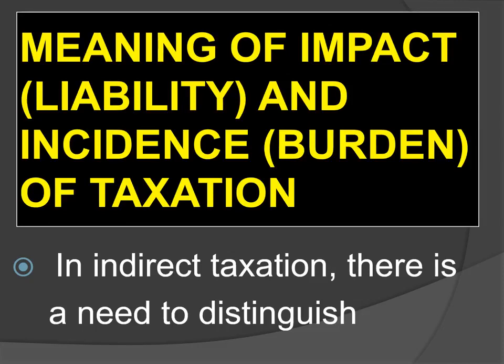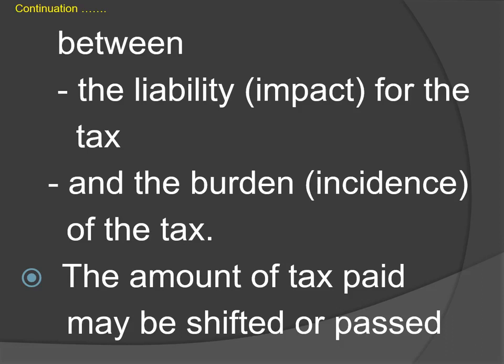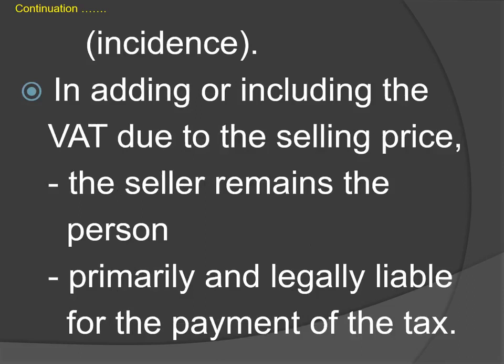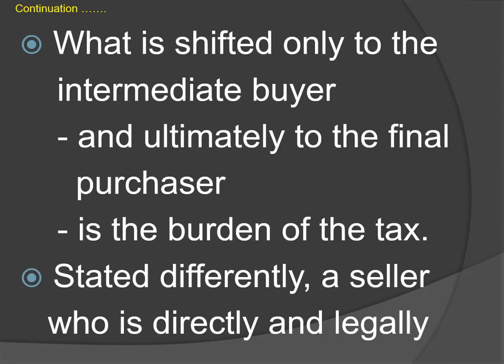In indirect taxation, there is a need to distinguish between the liability for the tax and the burden or incidence of the tax. The amount of tax paid may be shifted or passed on by the seller to the buyer. What is transferred in such instances is not the liability or impact of the tax, but the tax burden or incidence. In adding or including the tax to the selling price, the seller remains the person primarily and legally liable for the payment of the tax. What is shifted only to the intermediate buyer and ultimately to the final purchaser is the burden of the tax.